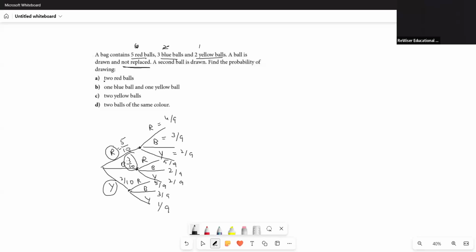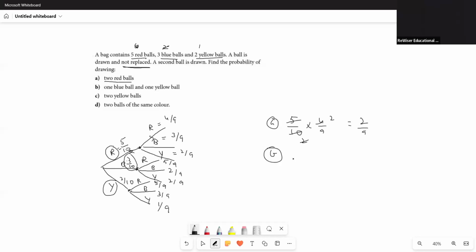Now it says the probability of getting 2 red balls. So this is red and red. So if I'm answering the first part, it has to be 5 by 10 into 4 by 9. So we have to reduce it. So the probability has to be equal to 2 by 9. If I'm talking about the B part, 1 blue and 1 yellow.